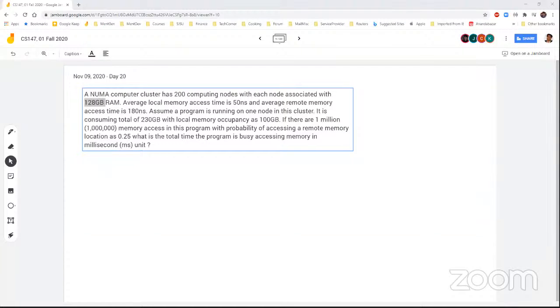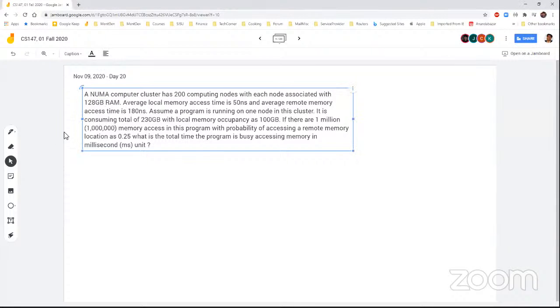That means, let's say the subset of the problem that I was talking about, if it is running on a machine, it can have local memory access of a maximum of 128 GB, which is 50 nanoseconds, let's say. And an average remote memory access is 180 nanoseconds. So if it is not accessing local memory, it is accessing memory from the other node in the cluster, it will take 180 nanoseconds on average. Now assume a program is running on one node on this cluster and it is consuming a total of 230 gigabytes of memory with local memory occupancy of 100 GB. So let's say out of 128 GB, 28 GB is given to the other processes, and your process can grab only 100 GB.